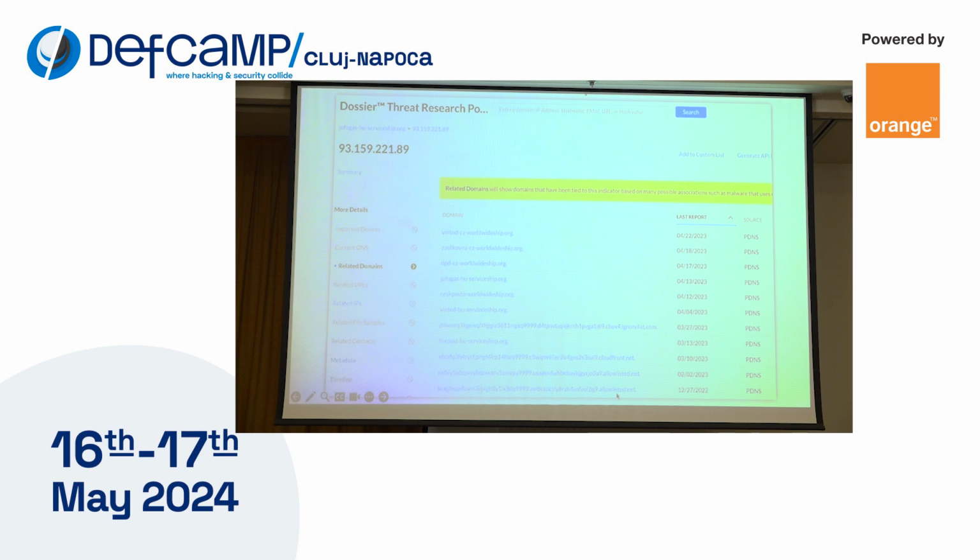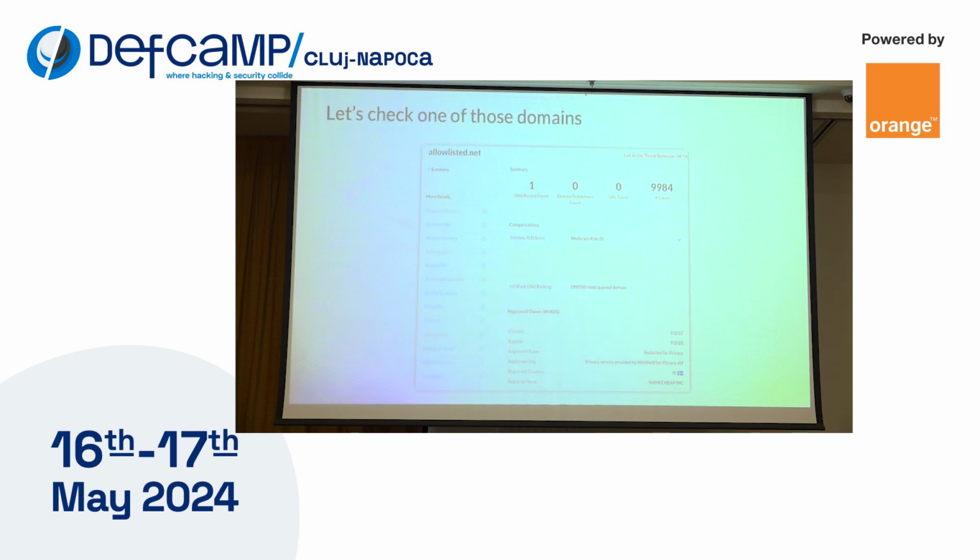Okay, so let's pivot again. Let's investigate one of these domains, for example, allowlisted.net. What we see here is that in the passive DNS archive, for this domain, we see almost 10,000 different IP addresses in the responses, right? Which is not very usual. Either it is hosting or something which could be interesting.